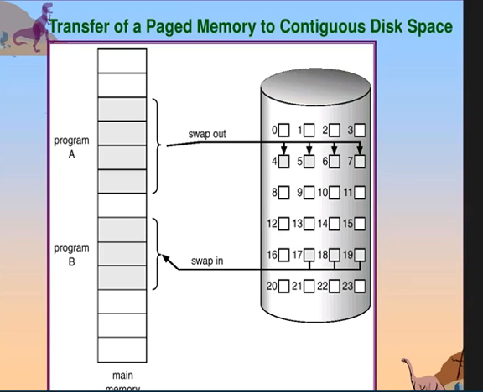So this is the transfer of a paged memory to contiguous disk space. What is meant by demand paging? It is similar to what? A paging system with swapping only. So here we are doing swap out and swap in. But if we have a lazy swapper, what is happening? It never swaps a page into memory unless that page will be needed. So that's why a swapper manipulates entire processes, whereas a pager is concerned with the individual pages of a process. We thus use a pager rather than what? Swapper, in connection with what? Demand paging.